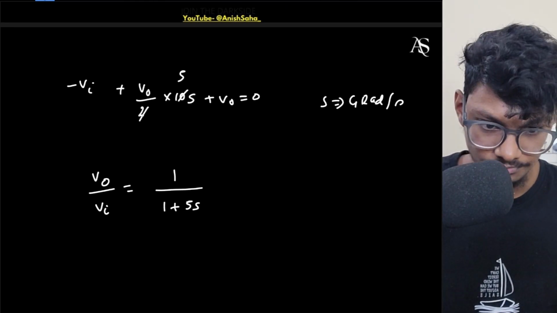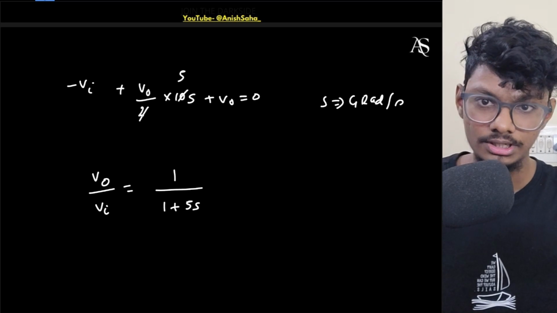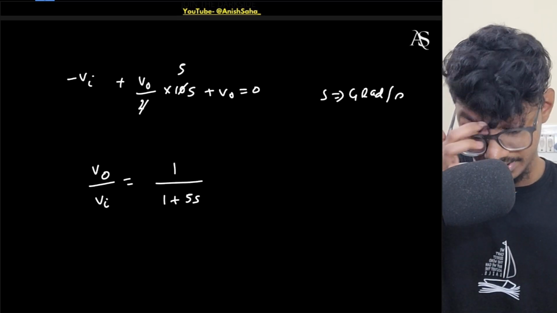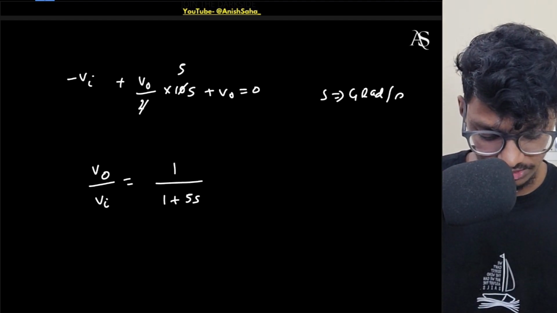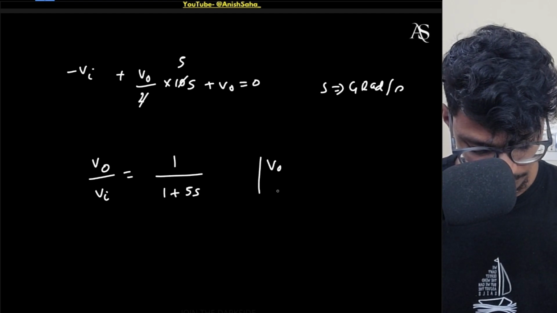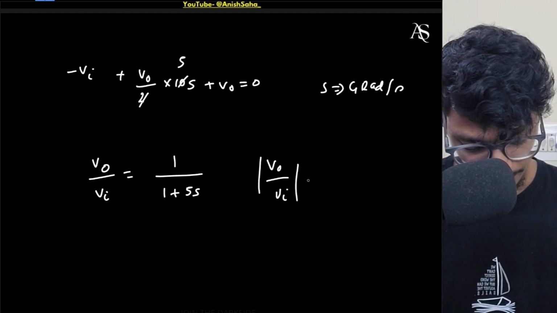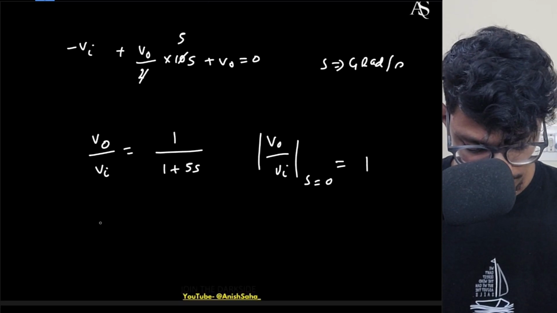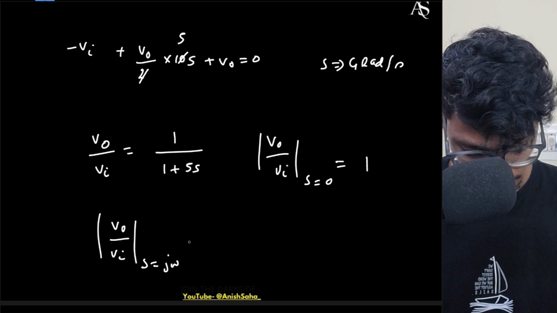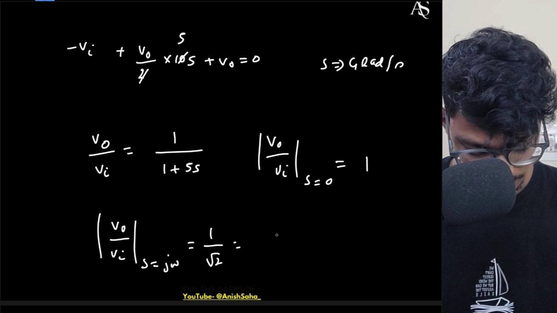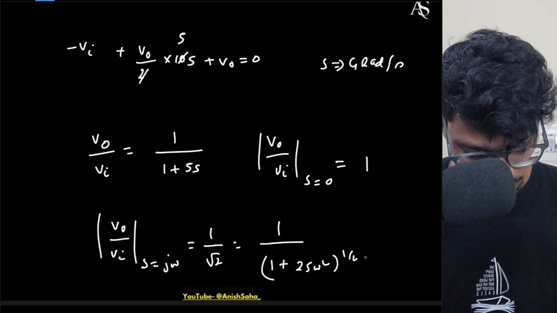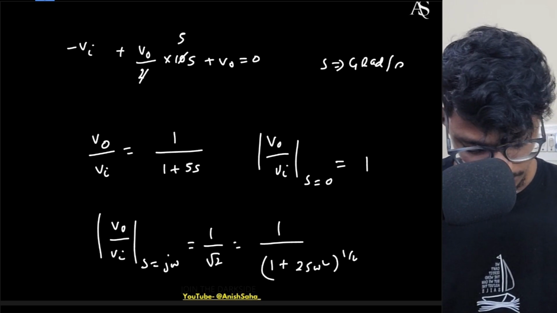Okay, so now what I wanted to compute is basically the 3 dB frequency, right? How do I compute the 3 dB frequency? The magnitude must be 1 by under root 2. Because at S equals to 0 the gain is 1, at S equals to J omega the gain should be 1 by under root 2, which is equals to 1 by under root of 1 plus 25 omega square. This should be equals to 1 by under root 2.